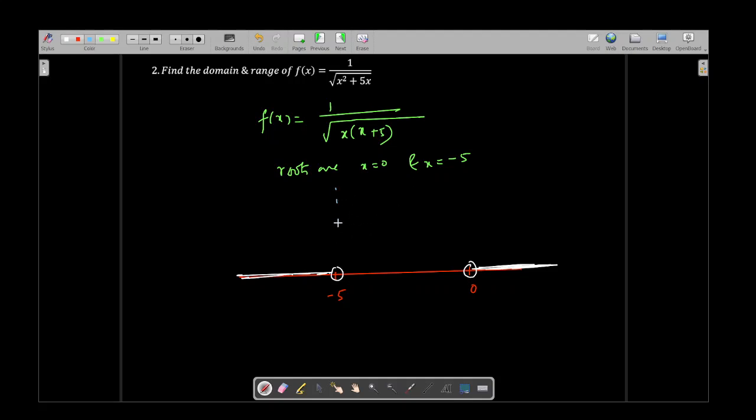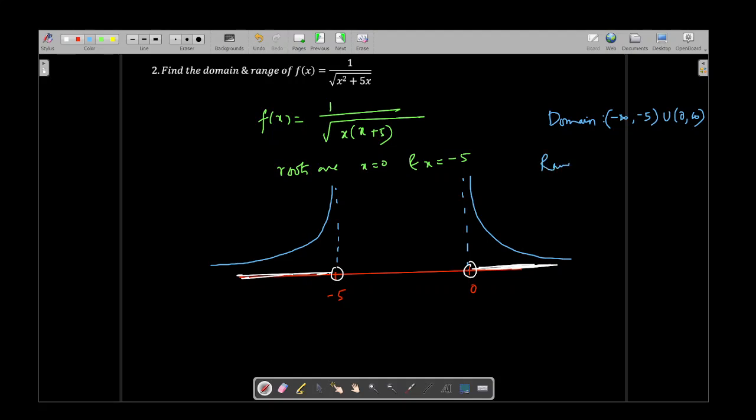The curve is, when you put x is equal to minus 5, this will be infinity. Since it is a reciprocal function, it goes to 0 when you increase x to infinity. So this looks like this. From this I can write domain as minus infinity comma minus 5, 5 is not included, union 0 is also not included, infinity.